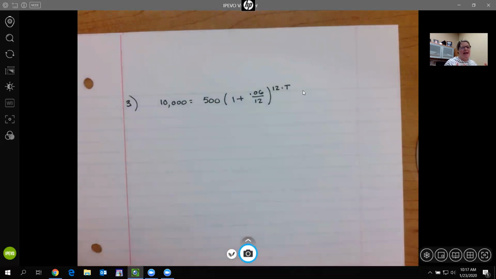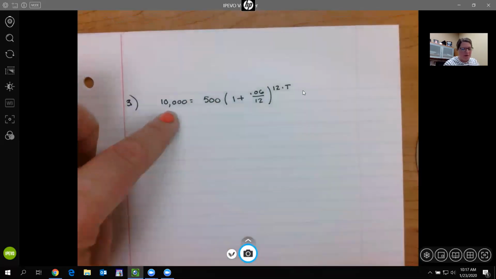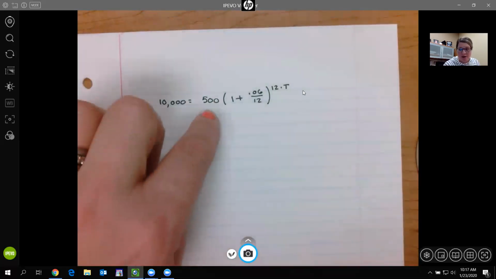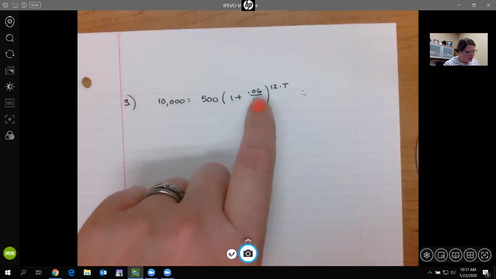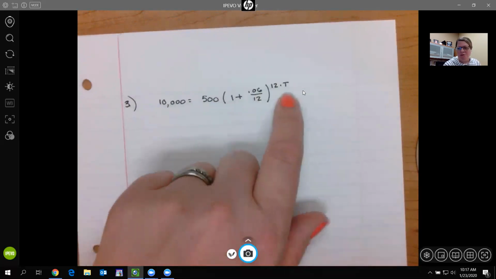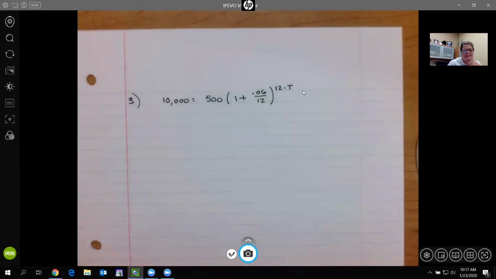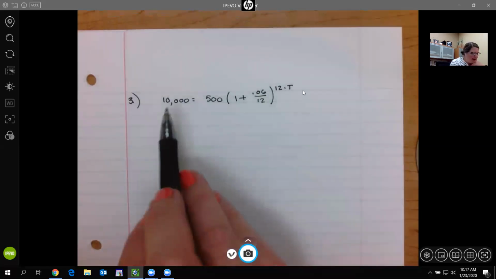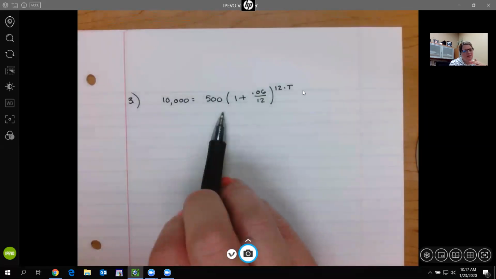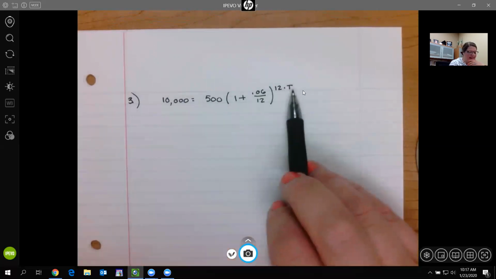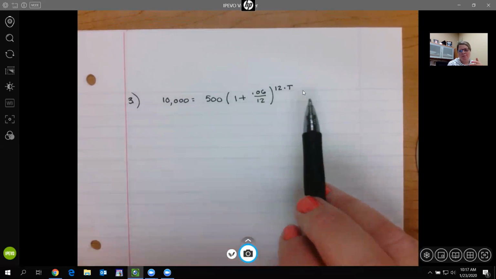It's saying I want 10,000 future value. Right now I have $500. My rate is 6%. I'm compounding it every single month, and I don't know time. I don't know how long. So what's the difference here? Last time I had an A and a P that I solved for. The difference is it's in the exponent, and I can't solve those without a log, okay?